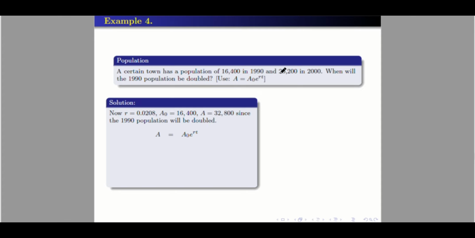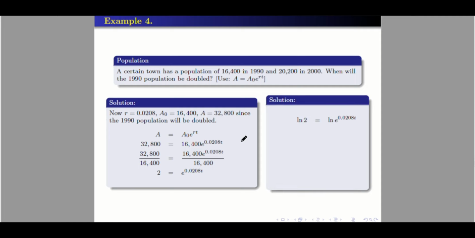So our R was solved already. R is equal to 0.0208. So substitute. We have 32,800 is equal to 16,400 times e raised to this expression. Again, divide both sides by that, and then we have 2 is equal to e raised to this expression.